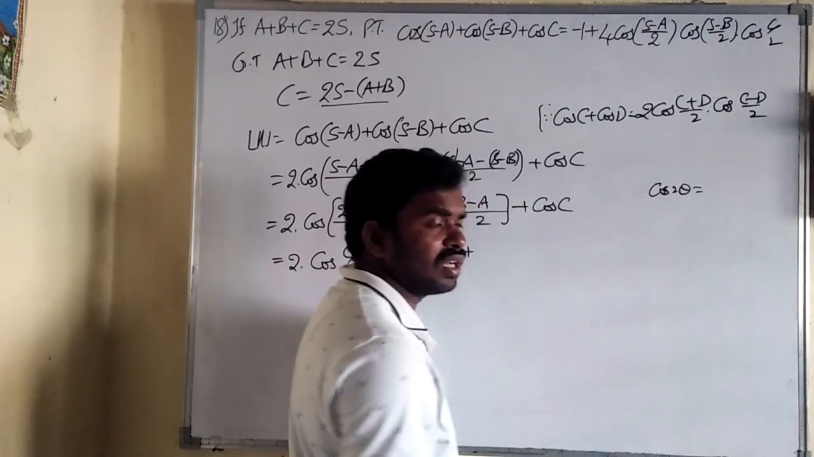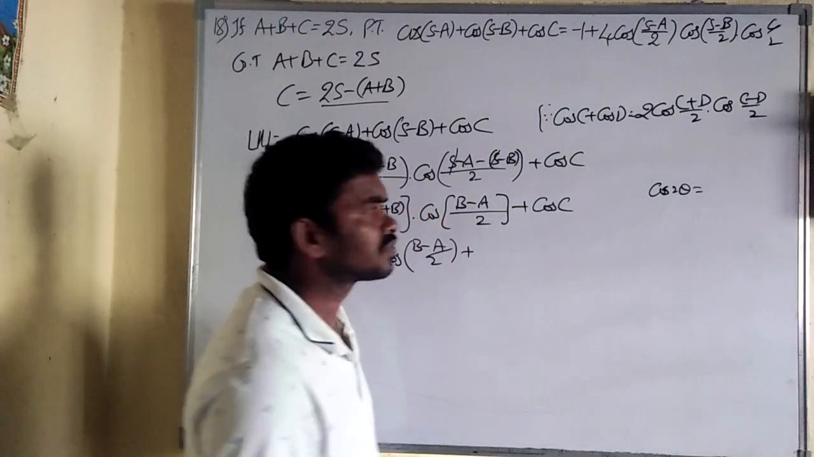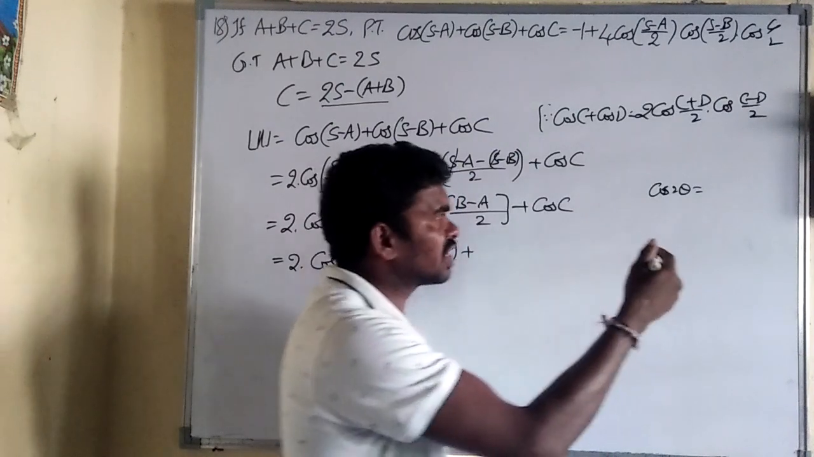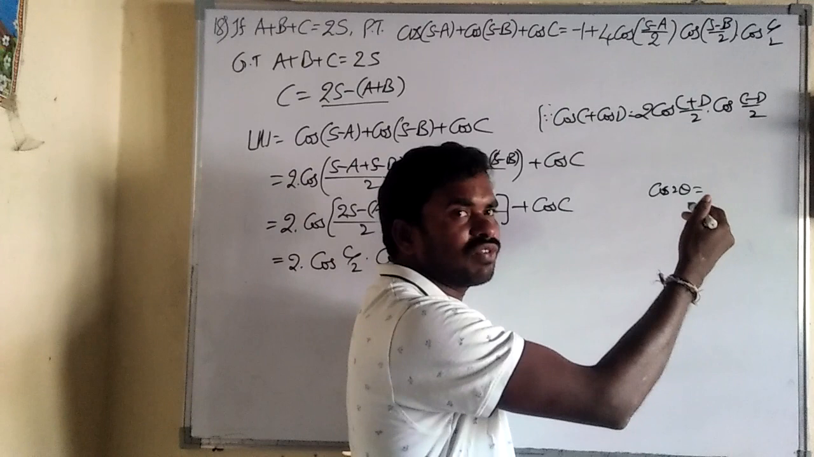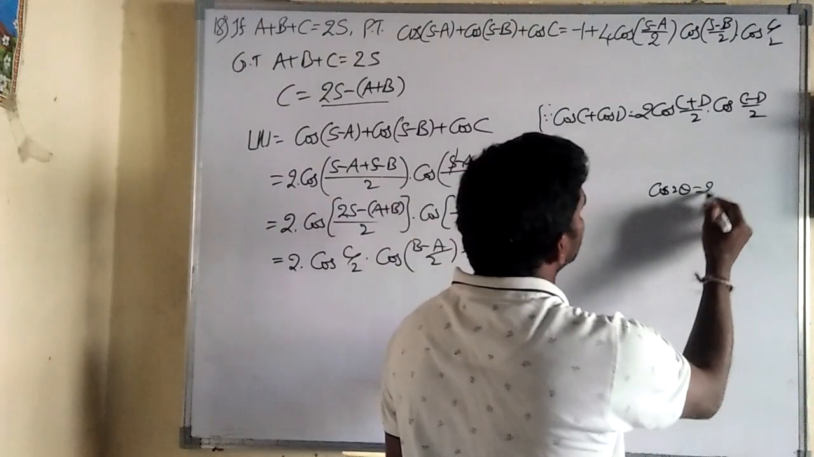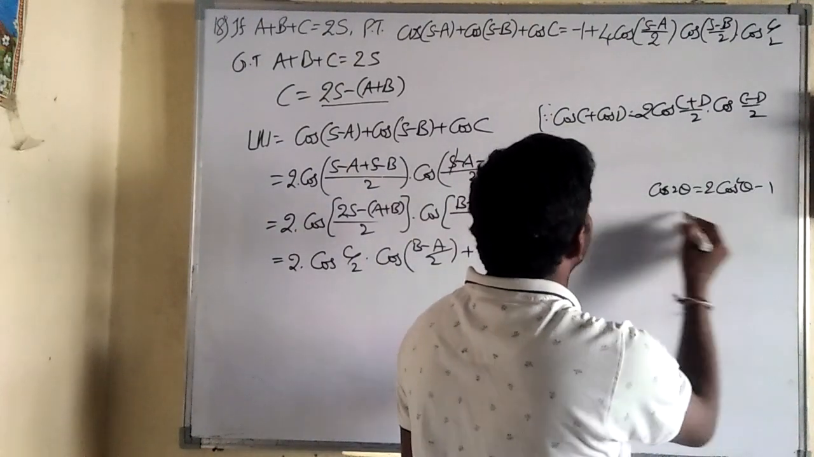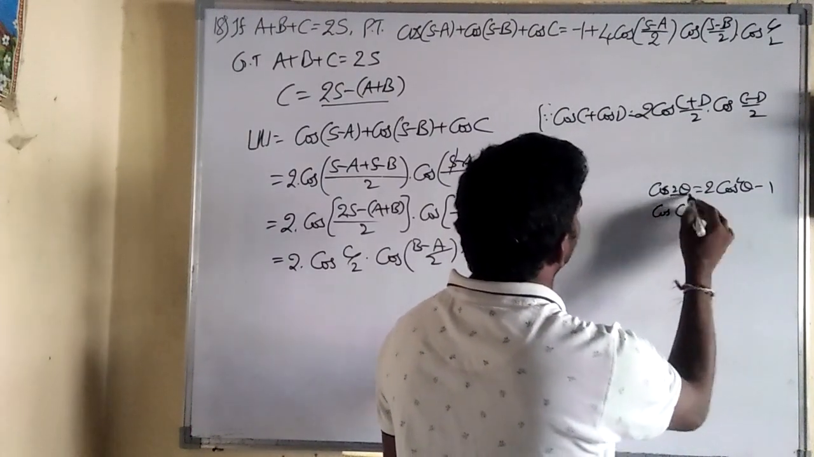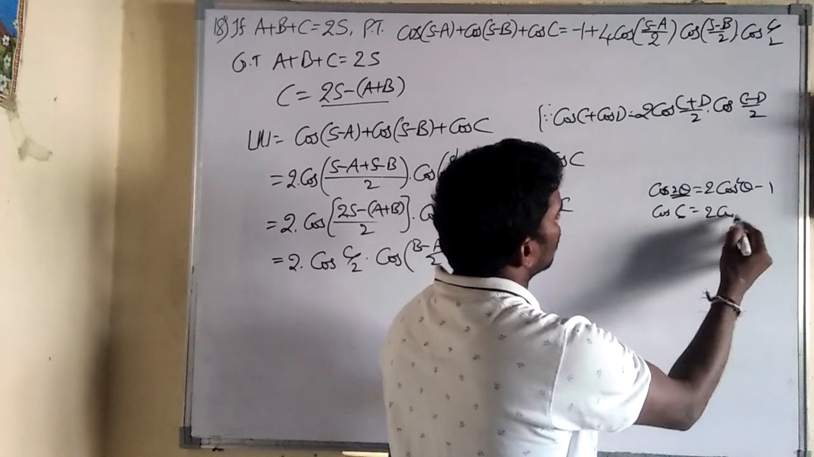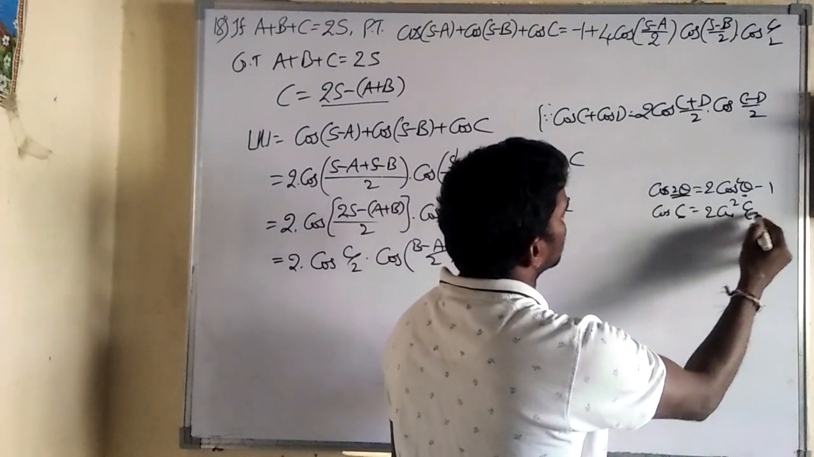What is the cos 2 theta formula? Take the original formula, cos square theta minus sin square theta. That is cos squared minus (1 minus cos square), so 2 cos squared theta minus 1. From that, if you want to write cos C, meaning 2 theta equals C, then theta means C by 2.